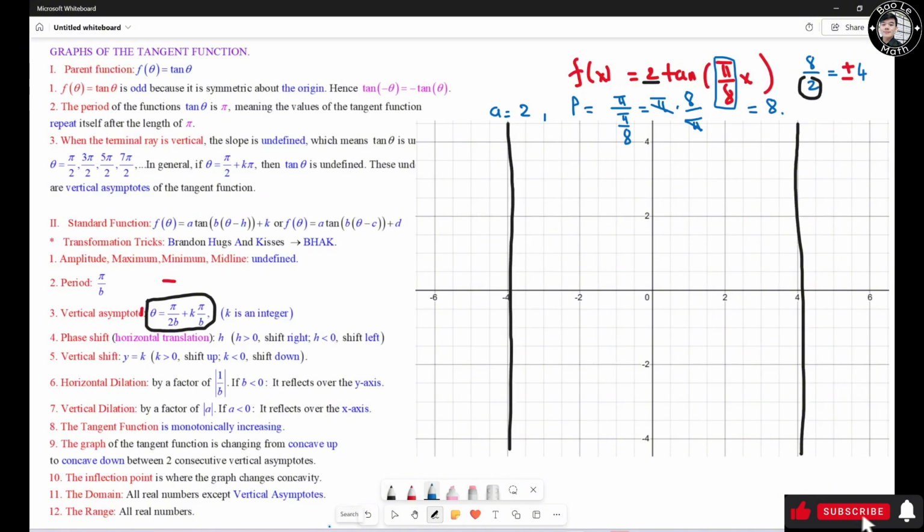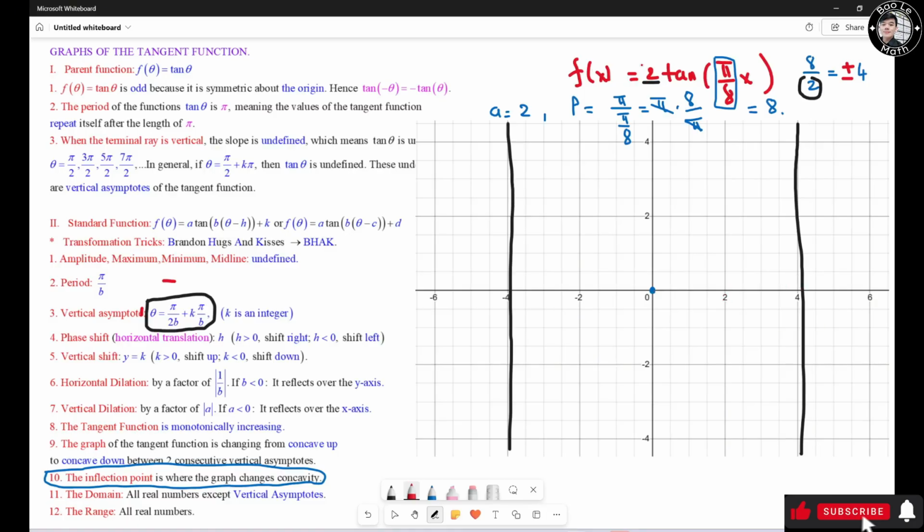Now next we need to locate the inflection point. Keep in mind the inflection point is the midpoint of the distance between 2 consecutive vertical asymptotes. So the midpoint should be right here, because we don't have the vertical shift or horizontal shift, so it should be on the x-axis. Next, we need to locate 2 more points. On the right here, we're going to locate the halfway of this one. The distance from here to here is 4, so halfway should be 2 right here.